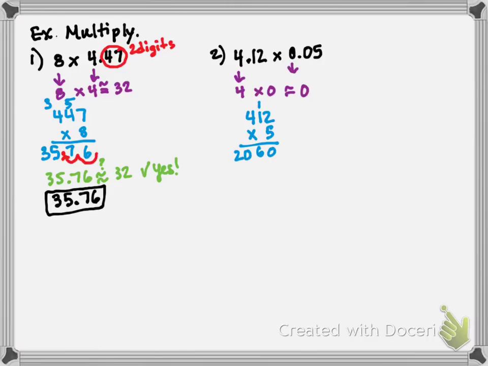All right, now I go back and I count. I have 2 digits after the decimal here, and I have 2 digits after the decimal here. So altogether, that's 4 digits. So my answer is going to be having 4 digits after the decimal point. So I start in the back and I move 1, 2, 3, 4 to the left.